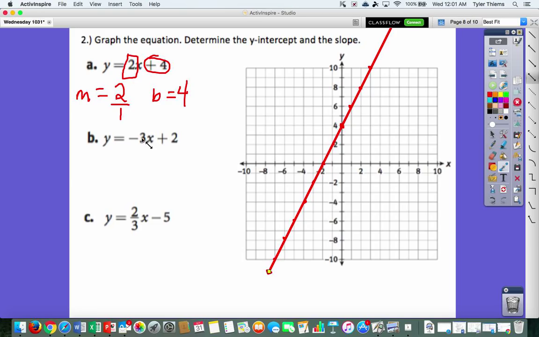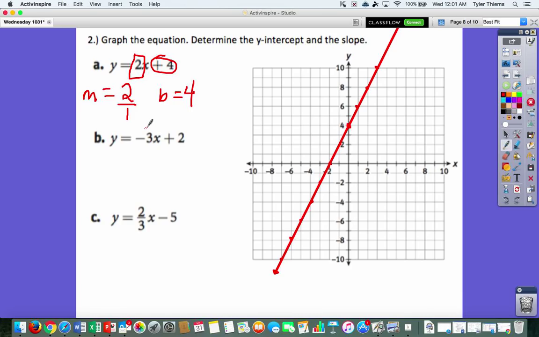For B now, we have our y-intercept. Sorry, our m first is -3, so m, our slope, is equal to -3, and our y-intercept, our b, is equal to 2. So to graph this one, we will go to where b, our y-intercept, is 2, and now we're going to go the slope of -3 over 1. So with a negative, you always go down first and over 1. It's going to be a downhill slope.